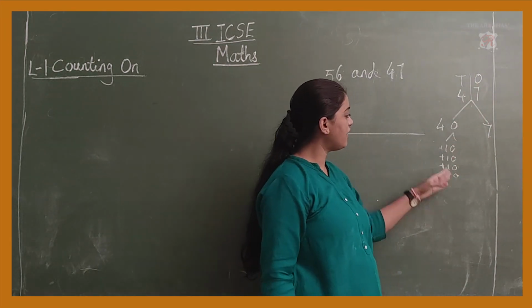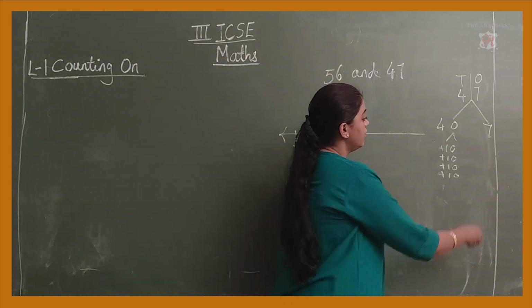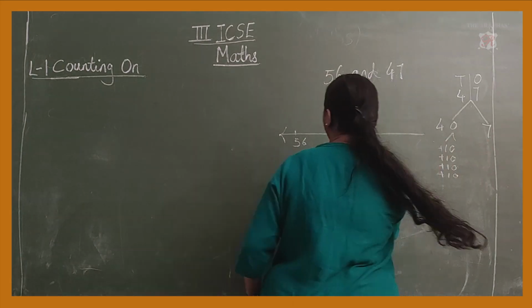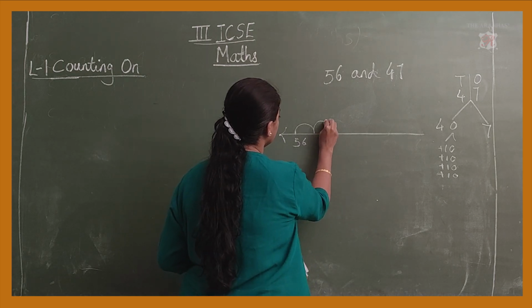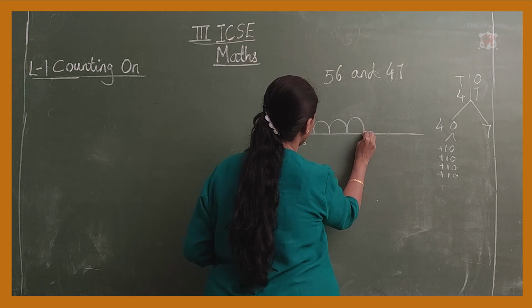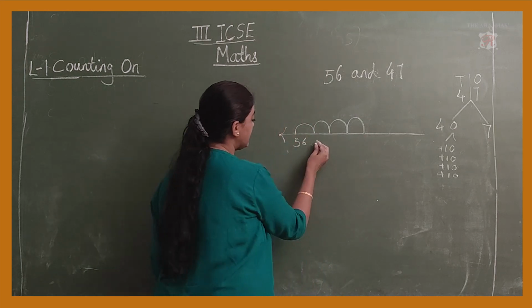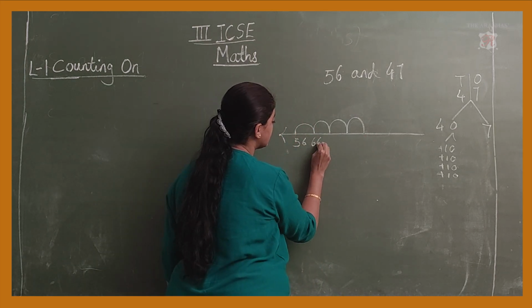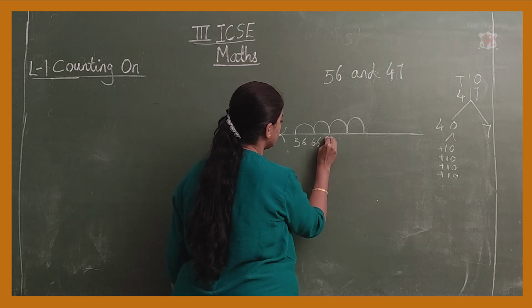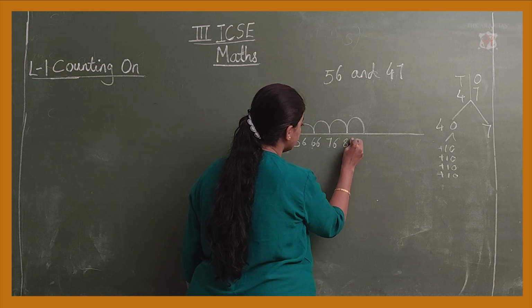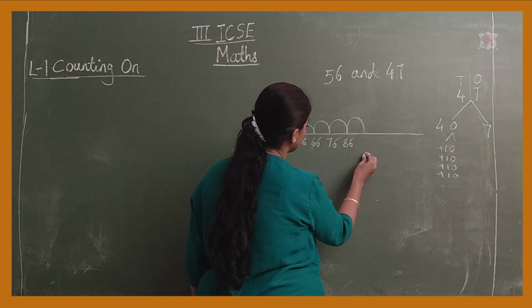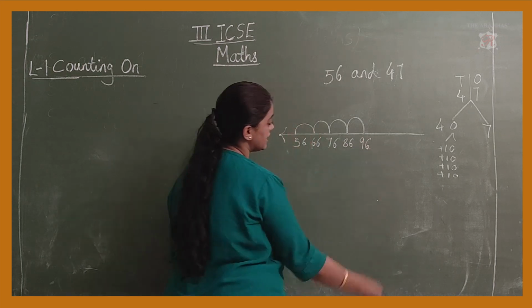Now how many jumps you have to take over here? We will do this later. Okay, 56 plus 10, 20, 30, 40. So 56 plus 10 is your 66. Okay, 66 plus 10 is your 76. 76 plus your 10 is 86. 86 plus your 10 is 96.